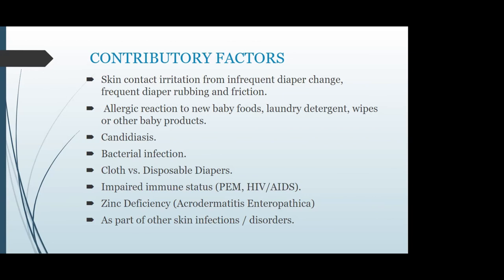Of course, we've talked about so many skin diseases and their link with the immune status. So babies with impaired immune status, like those that have protein-energy malnutrition, HIV, AIDS, tend to be predisposed to diaper rash. There's also zinc deficiency that can predispose to diaper rash. And of course, diaper rash can be a part of other skin infections and disorders. Next slide.